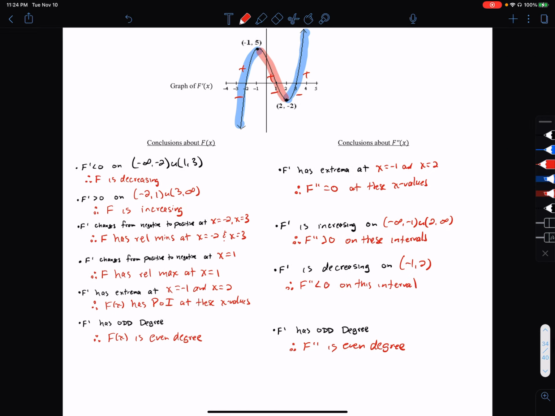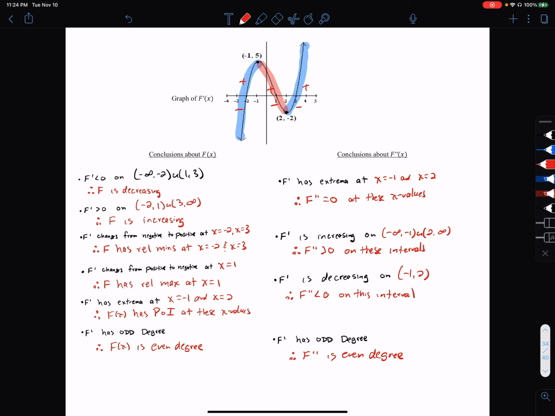Cool, that concludes the example of us seeing the first derivative and us making conclusions about the original function and second derivative. The next example we'll do in the next video, you'll be given the second derivative and you're going to make conclusions about the original function and the first derivative.